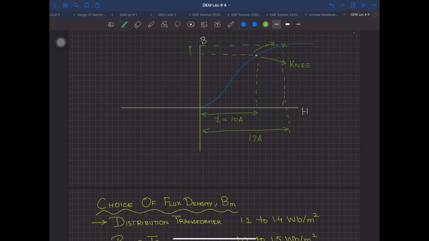But the increase in B is very small. So you are getting a very small benefit by increasing it. So basically, what will happen, what is the advantage? His advantage is this, that since B dot A is equal to flux phi, using a larger value of B means for a definite value of flux phi, you have to decrease the area. Less area means less cost, smaller size, less weight, and fewer losses.